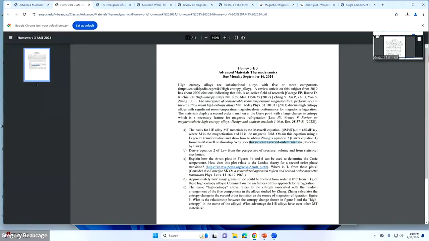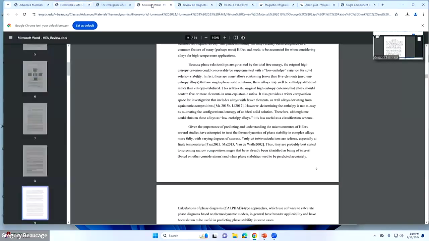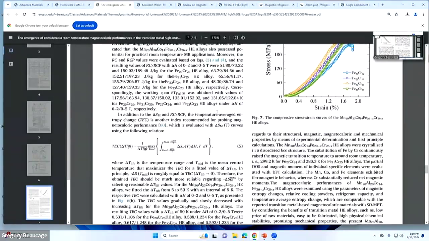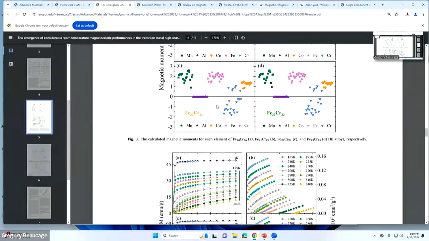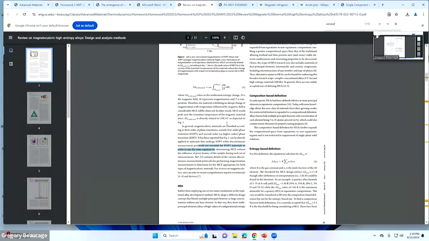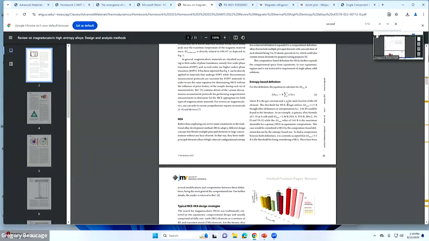And then, derive equation 2 of Law from the perspective of pressure. So equation 2 of Law is just the Boltzmann equation. Whatever that is, I think this isn't Law. Law is this one. Equation 2 is the Boltzmann equation. Delta S is R times the sum, and x is the composition. R is a constant, x is the mole fraction of the ith element.